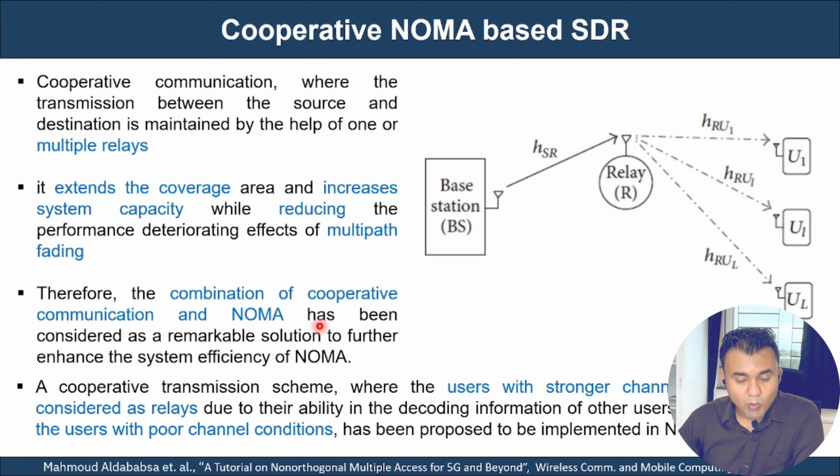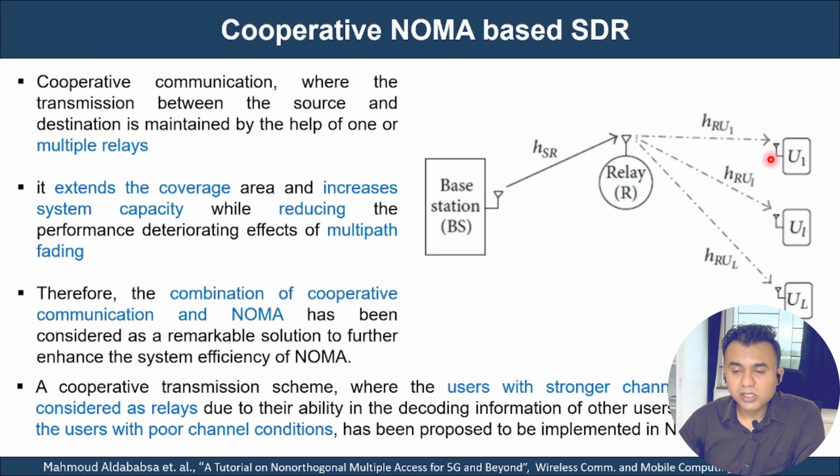Now, we use NOMA on top of this basic concept. Some researchers have proposed the combination of cooperative communication and NOMA, and considered it a remarkable solution to extend the NOMA technique to cooperative communication. What we do is, users who have the stronger channel conditions are considered as relays. So let's say this one has the stronger channel condition, because it is located closely to the base station, so it will receive the signal nicely with lesser deterioration of signal quality.